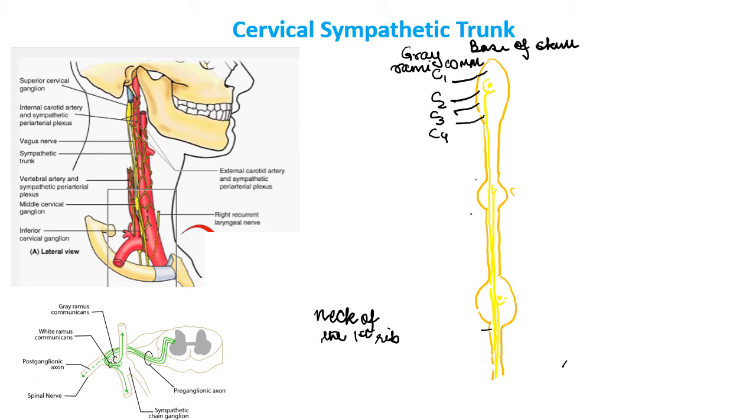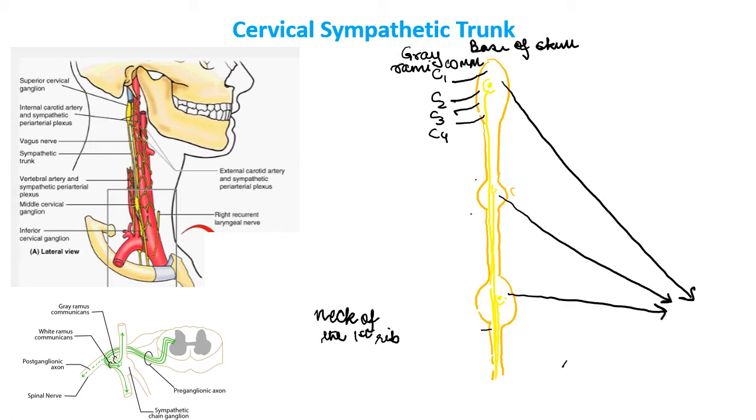Also, arising from each of these ganglia are the cardiac nerves. All the 3 ganglia will give rise to the cardiac nerves, which will take part in the formation of the deep cardiac plexus. So from the neck, we have these cardiac nerves arising from the superior, the middle, and the inferior ganglia. These cardiac nerves are passing from the neck and going to the thorax to give the sympathetic supply to the heart.